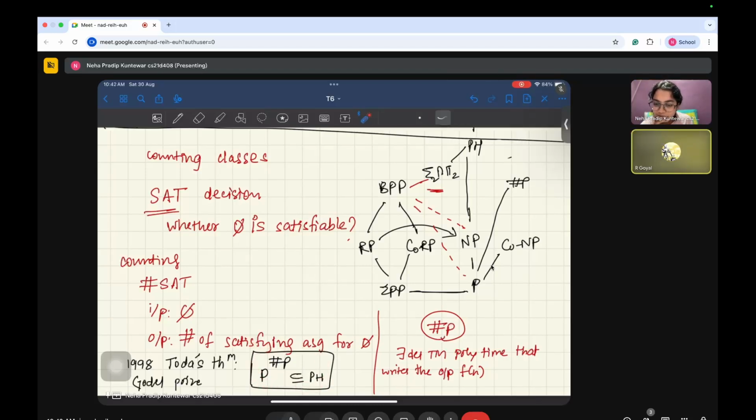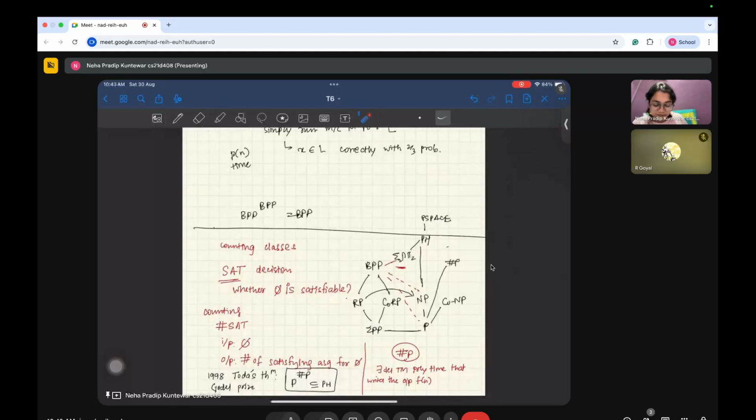So this Sharp-P stands above P, and this is a subset of the PH. No, no, Sharp-P is not a subset of the PH. Sharp-P stands somewhere above the P, and the difficulty level of Sharp-P is definitely high. Yes, this I understood.